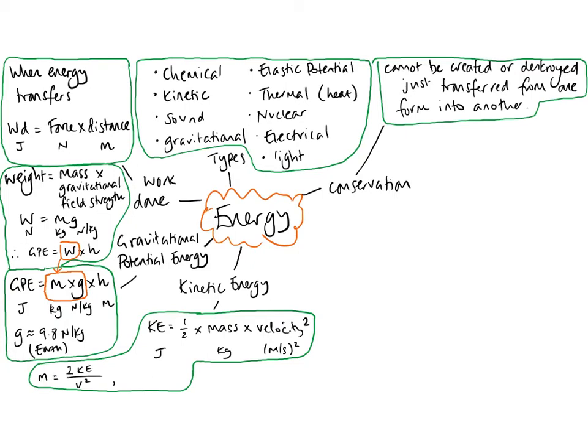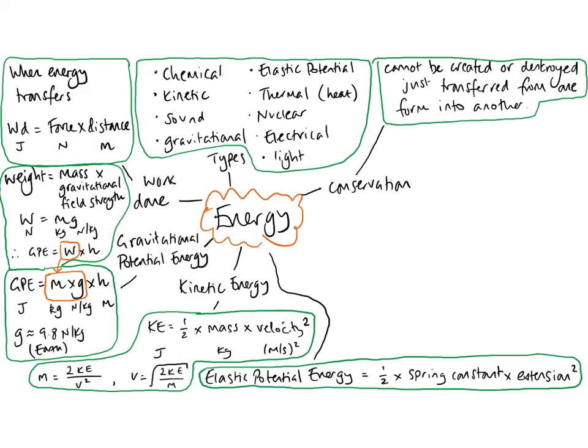People often find it hard to rearrange the equation, so what I've done here is done that for you, and it's just a case of learning it if you're unsure how to rearrange. So mass equals 2 times kinetic energy divided by v squared, and velocity is the square root of 2 times kinetic energy divided by mass.